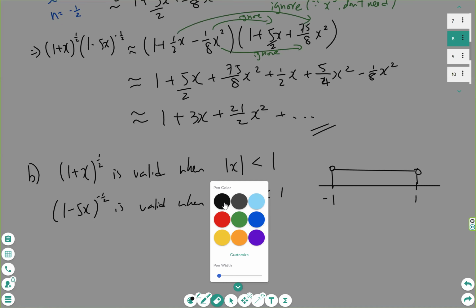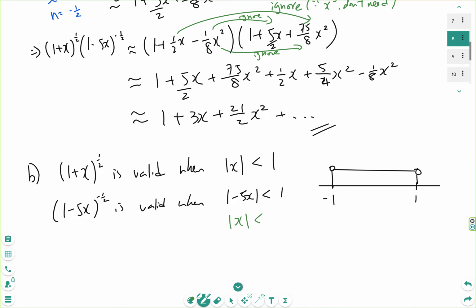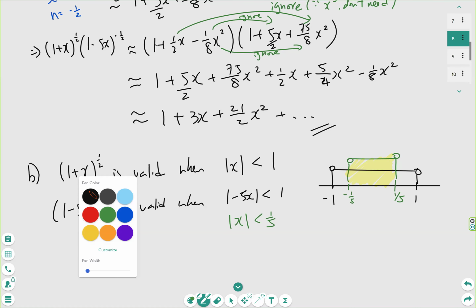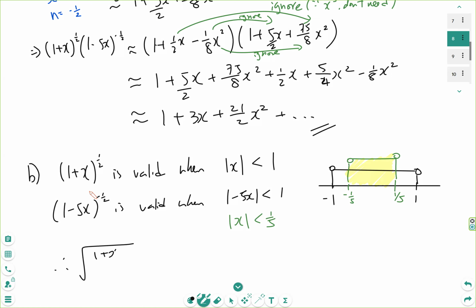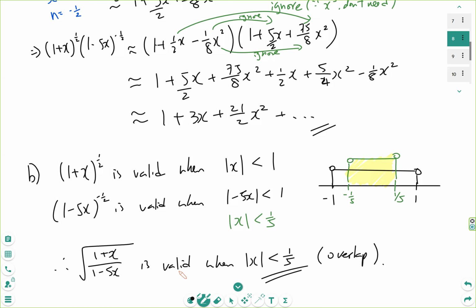So let me use a different color. So this is x less than a fifth. So 1/5 and minus a fifth. You can see where they overlap is simply this part. Therefore, square root of 1 plus x over 1 minus 5x is valid when the modulus of x is less than a fifth, where both overlap. Okay, that's the answer. That's the overall validity. You have to combine both and see where they overlap.